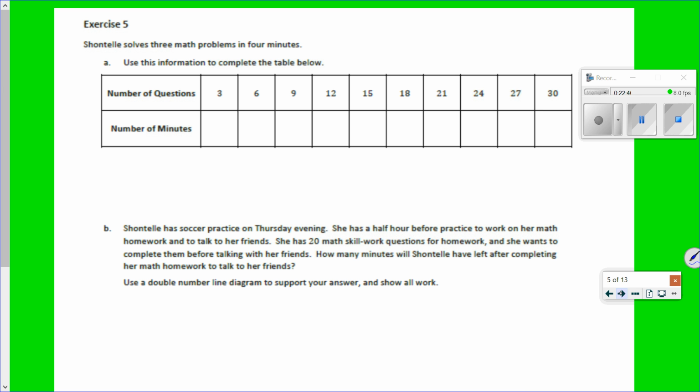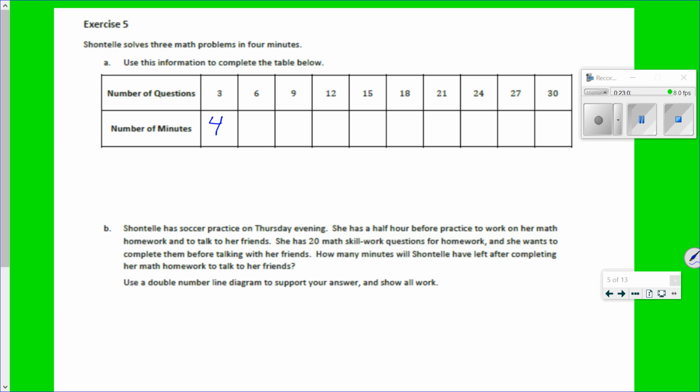All right, so the first thing we got to do is build a table, just like we did in the last problem. And this one right here, in exercise 5, it says, Chantel solves 3 math problems in 4 minutes. So now we have to build a table based on that information. So, you know that this is a 4 right here. What do we got next?